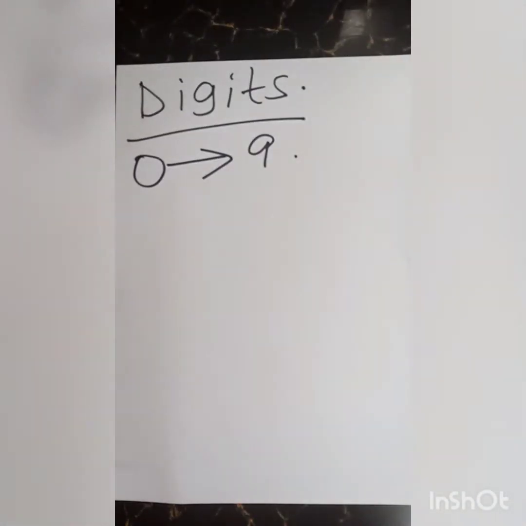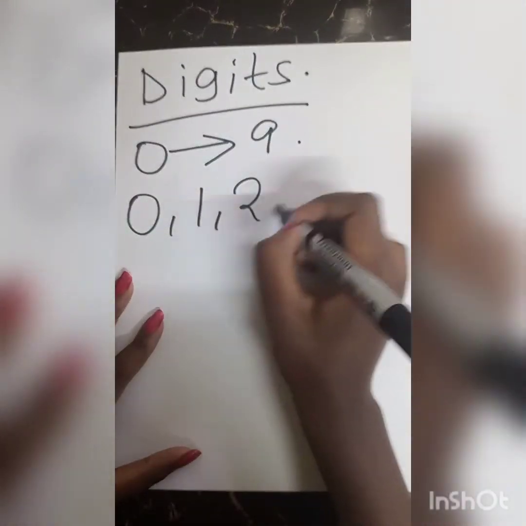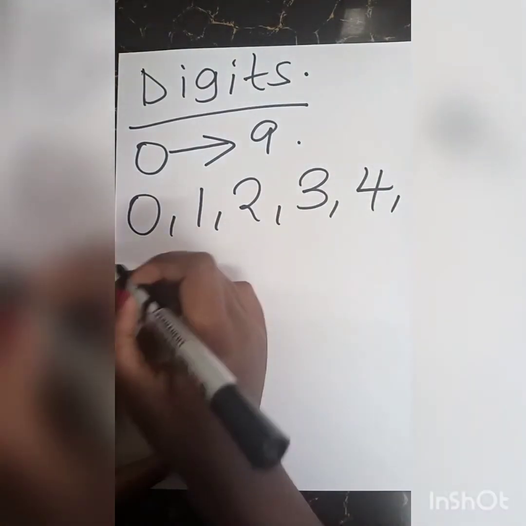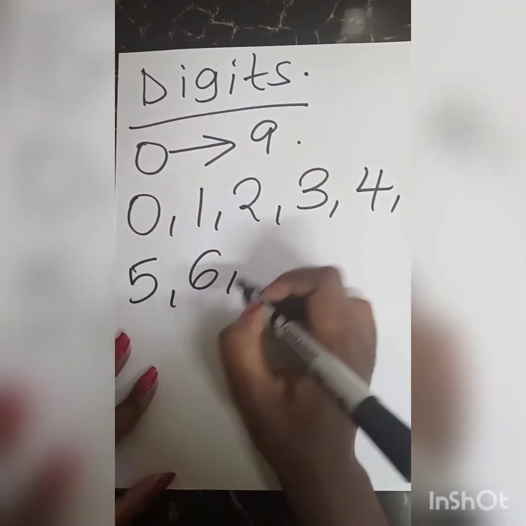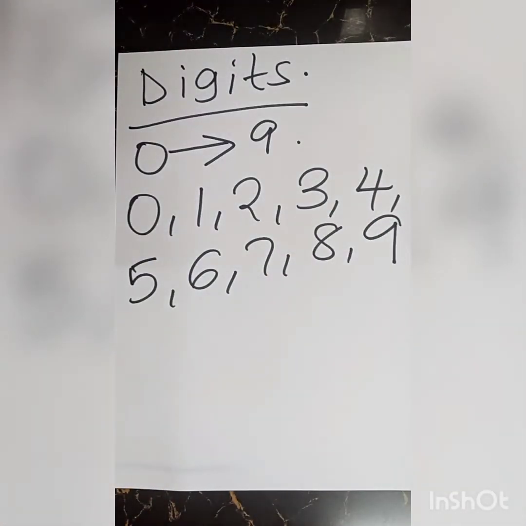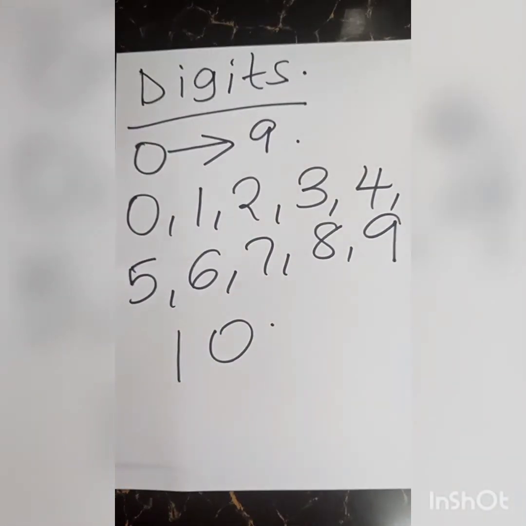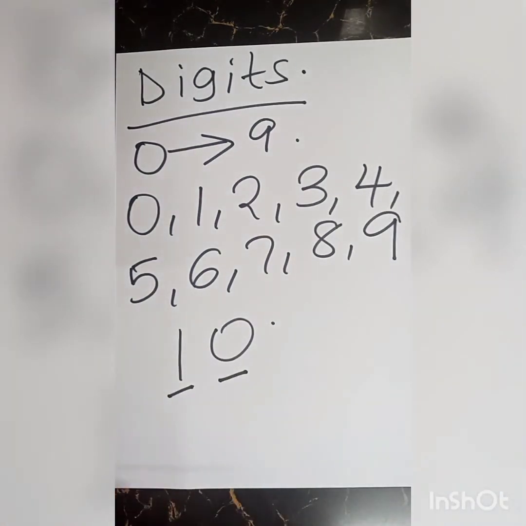Okay? So how many digits do we have in maths? We have 0, 1, 2, 3, 4, 5, 6, 7, 8, and 9. Okay? So, is 10 a digit? No, 10 is not a digit because 10 consists of 2 digits, 0 and 1, okay? So in maths, we have 10 digits in our numbers. Are we together?